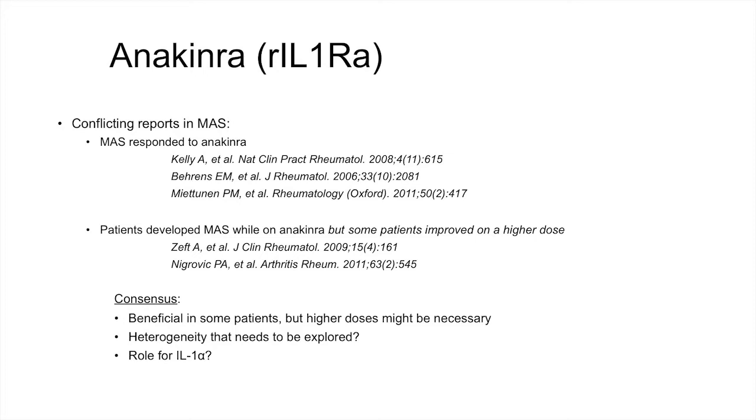Right. So I think the consensus is that certainly anakinra may be helpful, at least in some of the patients. And the question is, are we dealing with some kind of heterogeneity, and there is only a subgroup of patients who would show response to anakinra? Or another possibility is that unlike canakinumab, anakinra also blocks the activity of IL-1 alpha. So the question is whether pyroptosis and release of IL-1 alpha in MAS plays a major role, and perhaps that's where anakinra might have some advantages compared to canakinumab.